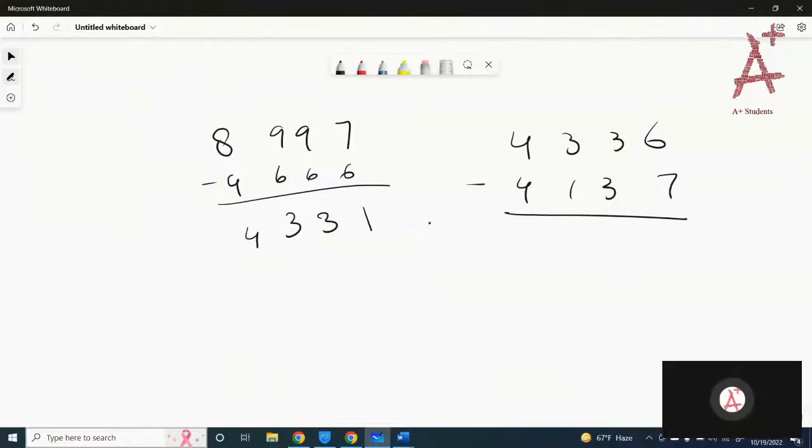You cannot subtract 6 out of 7, so borrow 1. It would be 16. 16 subtract 7 is 9. And you cannot subtract again 2 out of 3, so borrow 1. It is 12. 12 subtract 3 is 9. 2 subtract 1 is 1. And 4 subtract 4 is 0. Got it? Okay, so you can complete the test by yourself later today.